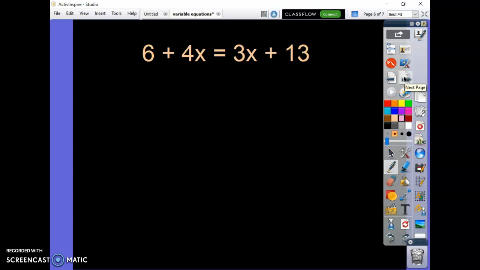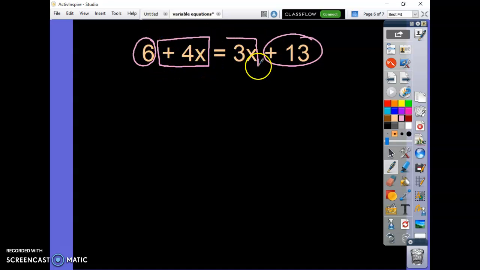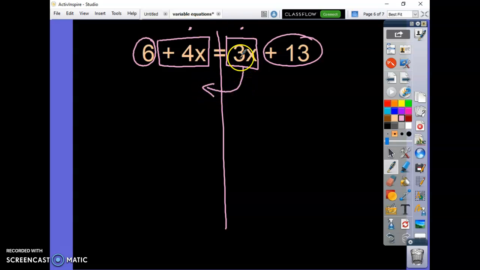Once again, we're going to go through a box and circle. Circle your numbers. Box your variable. Draw a line. Now, in order to keep the x positive, I'm always going to move the boxes to the side where your x is bigger. Since 4 is bigger than 3, I will move the 3 over.